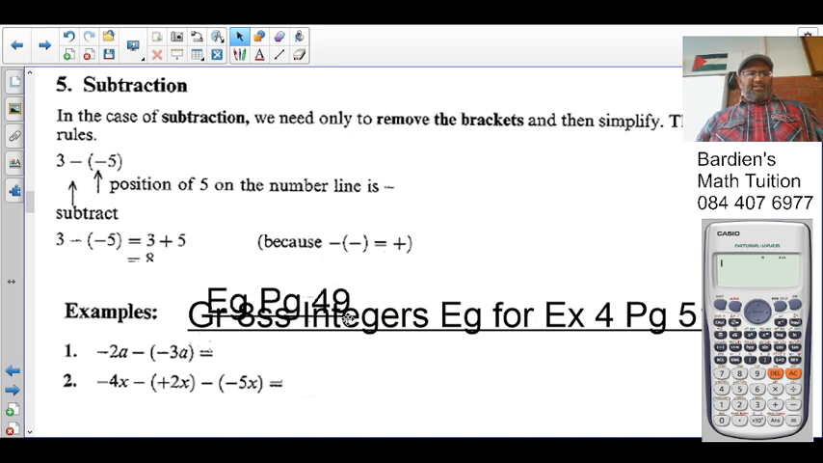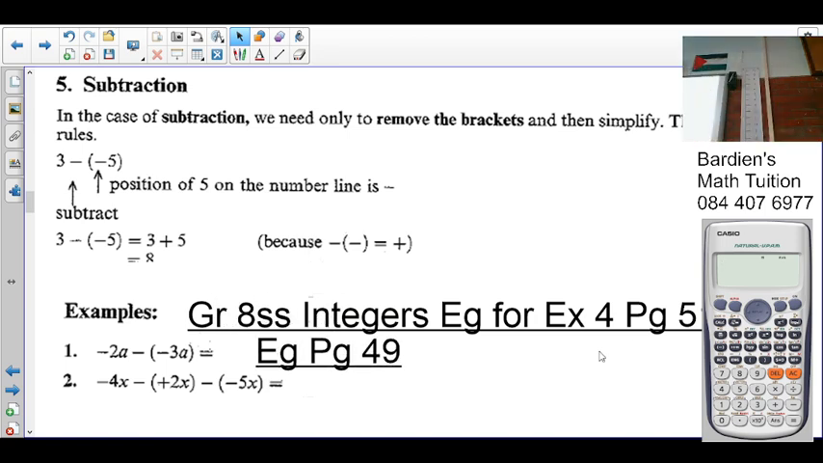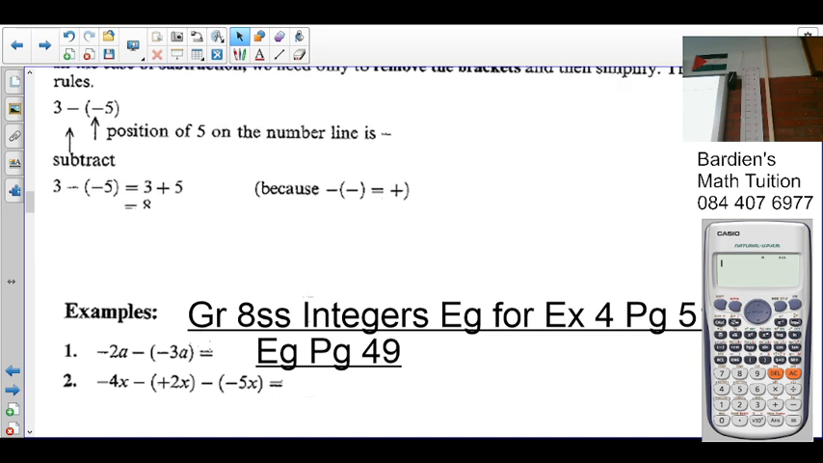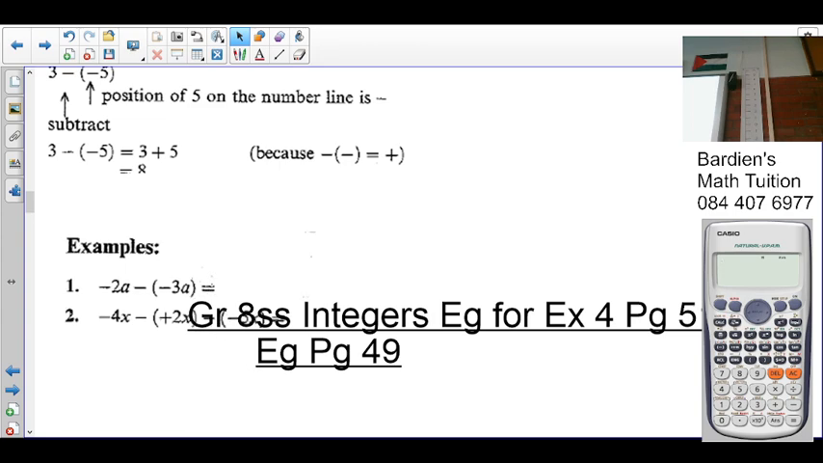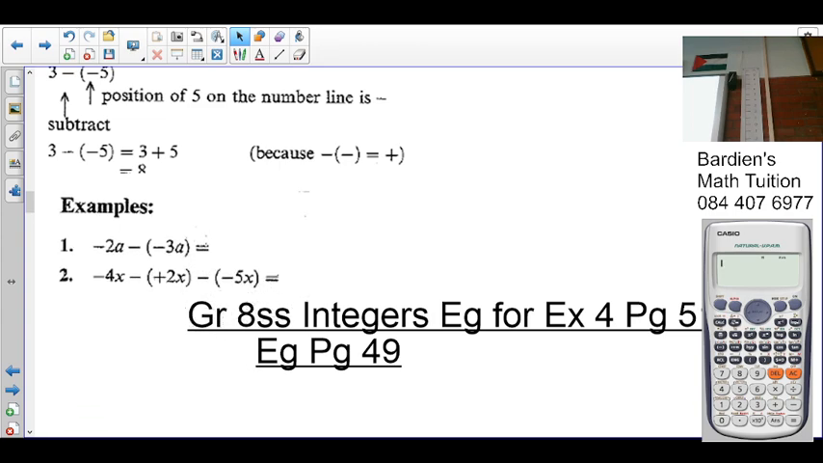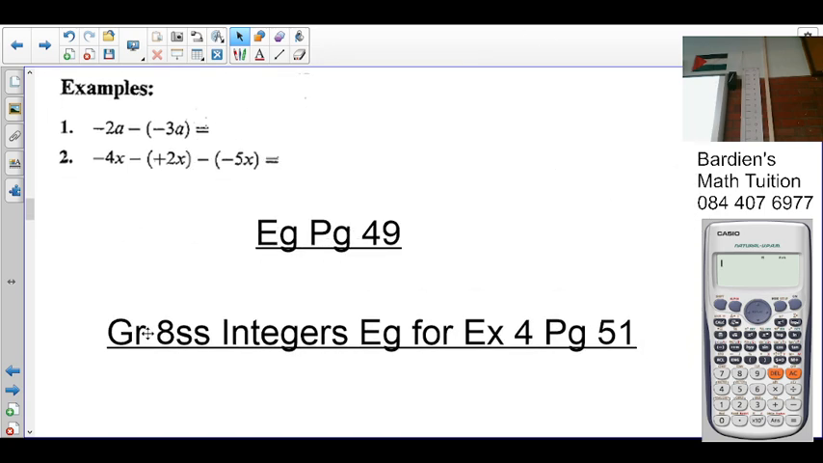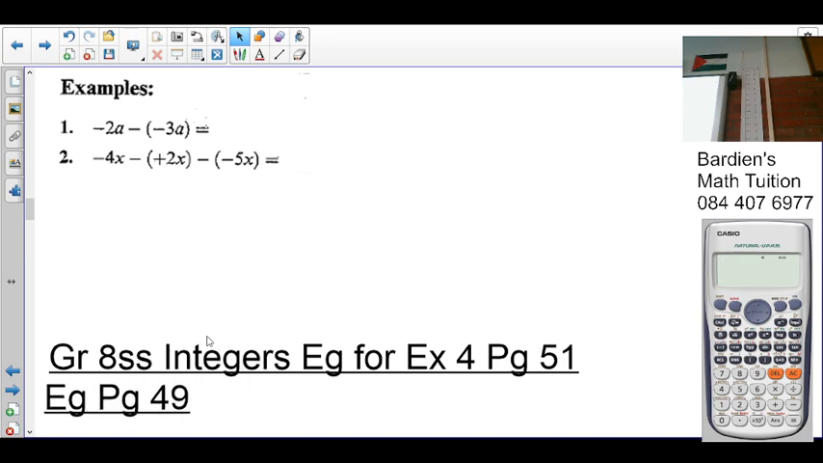So here we are told that in each case of subtraction we need only to remove the brackets and then simplify. There are no new rules. As we know, negative times a negative is a positive. We do that already. Okay, so 3 minus negative 5 becomes 3 plus 5, which is 8. They explain that to us. So let's look at examples dealing with this here. And we were applying the rule all the time already, not so? So let's look at the first example.